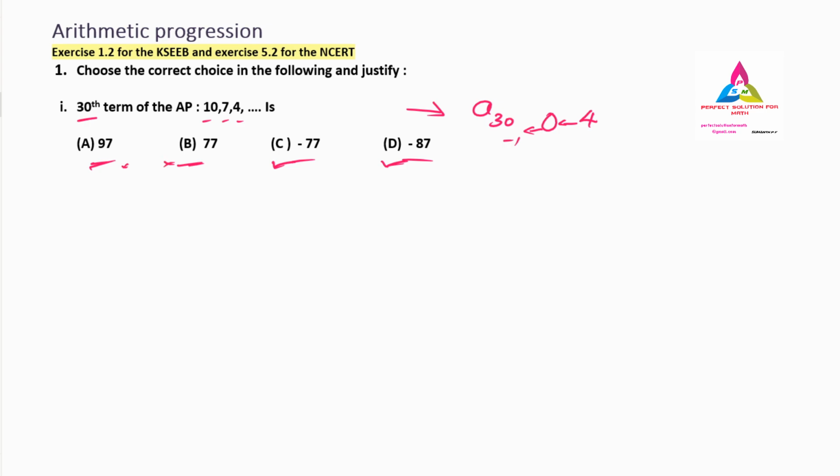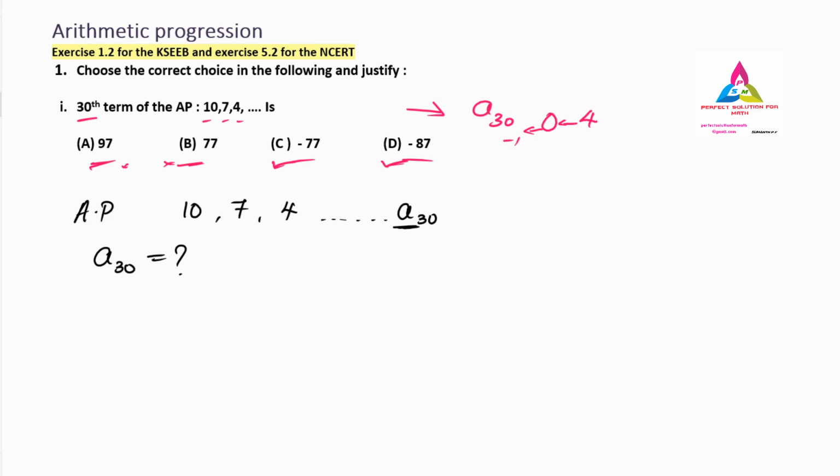So how to solve this? First, what is given, that we will write. The AP sequence is 10, 7, 4 and so on, and you have to find the 30th term. 30th term means you have to find A30. See, here they have told you to find A30. So one value we have to find over here, that value is nothing but the A30th term.